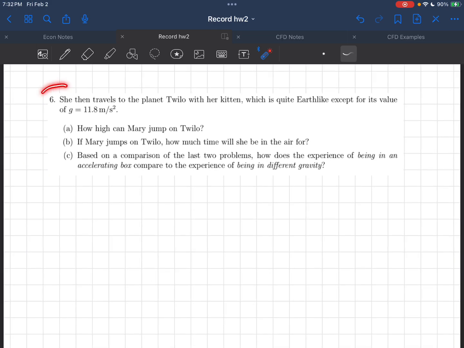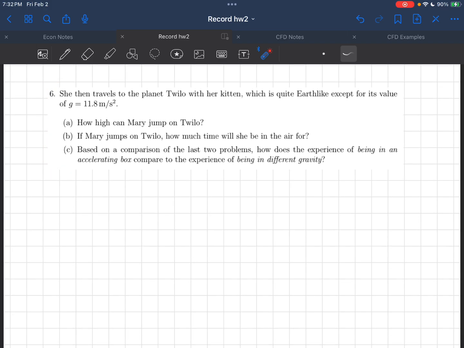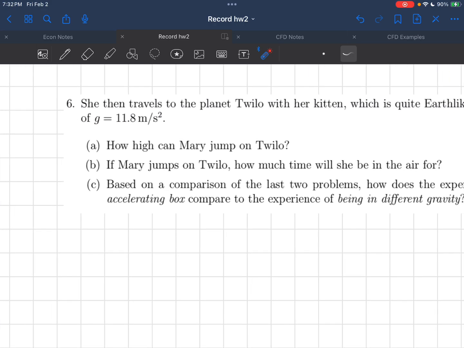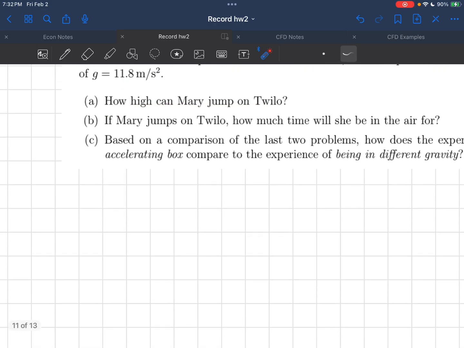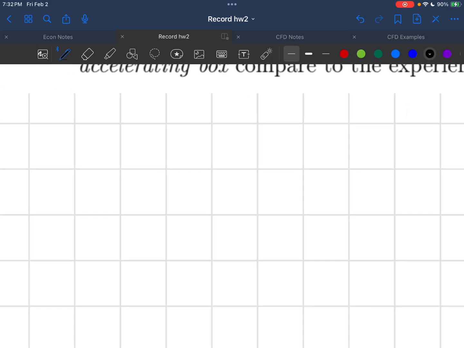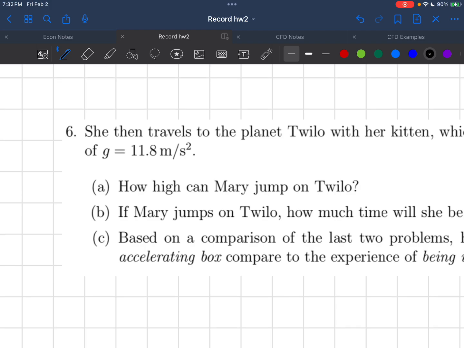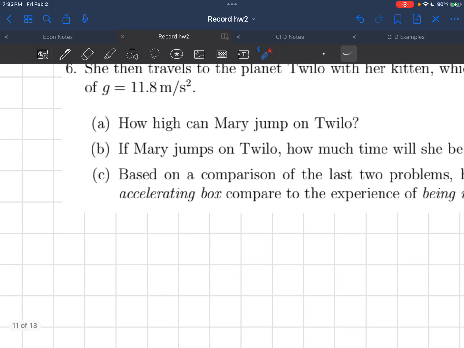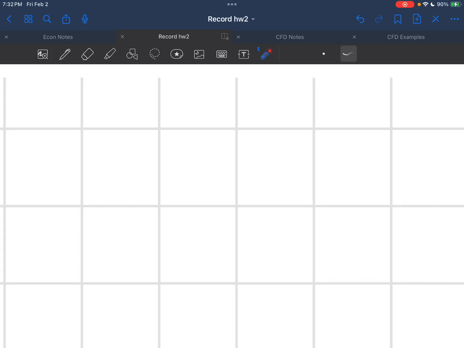Now, our final adventure with Mary and her kitten in this strange new world with a whole new gravity. We need to find out, how high can Mary jump on Twillow? Well, all this is asking us for is, how high can Mary jump? That's the height of the apex of her jump. So what is the value of her height at the time when velocity is 0?